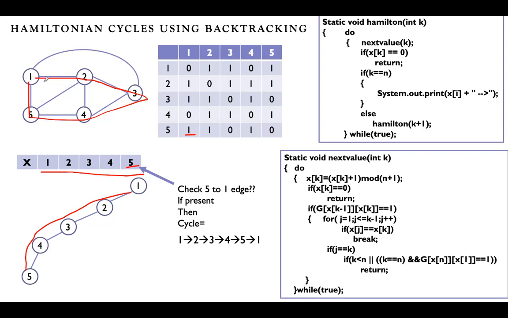Is it clear? This condition will check x of n and x of 1 in the graph. If it is equal to 1, then it clearly indicates that we have arrived at the vertices order which represent the cycle in the given graph. Is it clear? So now k value is 5. So that first part is over.